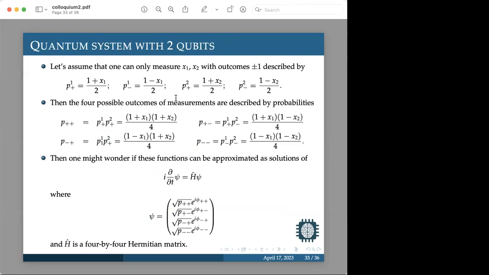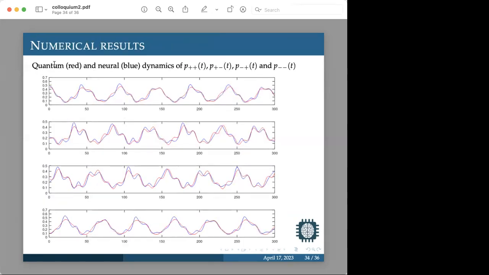Then I can ask, is there a Hamiltonian that will describe the evolution of this 2 qubit system, or 2 neural bit system? I don't know what you want to call it, but describe it quantum mechanically. And what you get is that red is quantum for some Hamiltonian that you can find, and blue is neural. So you see they're pretty close. For this small system, it was possible to find a quantum Hamiltonian that resembles its evolution.